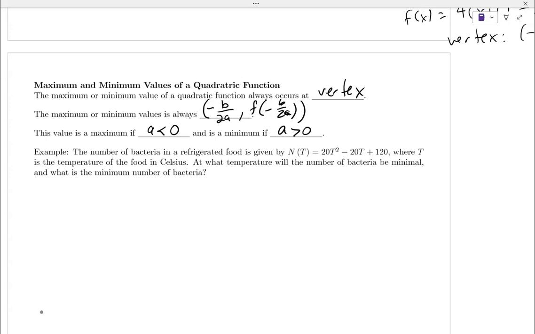This formula says we do negative b over 2a. What's the b value? The negative 20. It's the coefficient on the t, right? What's the a value? The 20 on the t squared, right? We agree? So we'll do negative of negative 20 over 2 times 20, which simplifies to, no, sorry, not positive 10. Try again. The 20s cancel, get positive a half. Sorry about that. I divided the 20 by 2 and forgot the other 20.